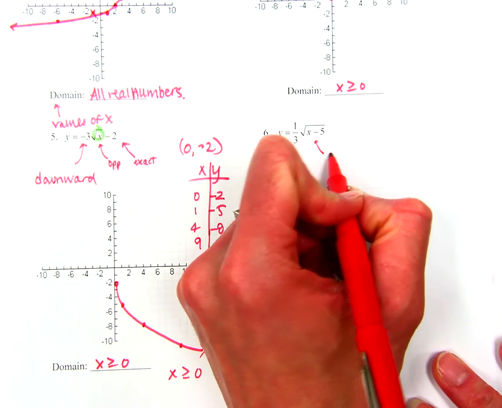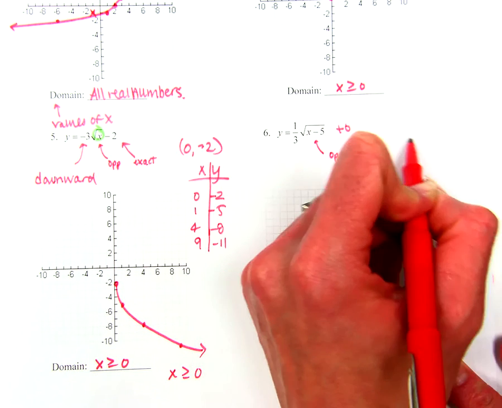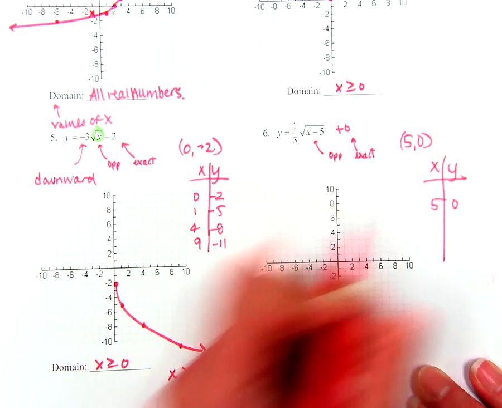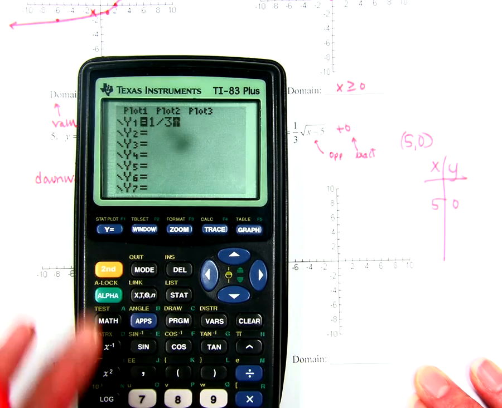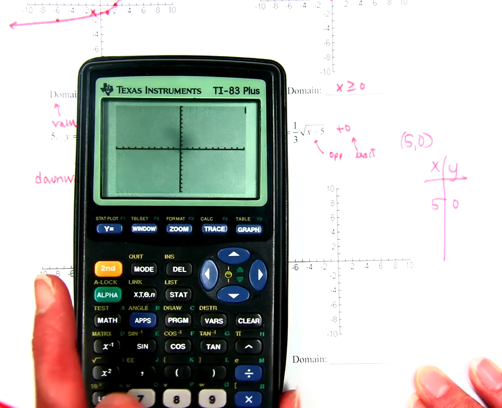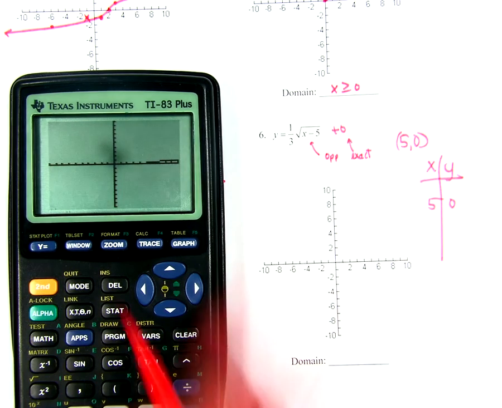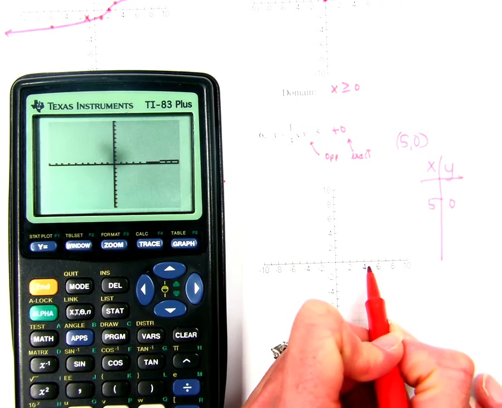All right, last problem. Take the opposite of this and exactly this. There's nothing here, so it's 5, comma 0. And I've got 5, 0. So if you go to y equals, we got 1/3 times the square root of x minus 5. And your graph is going to look like this. It's kind of skinny, right? It's barely there, right? So we start at 5, 0.